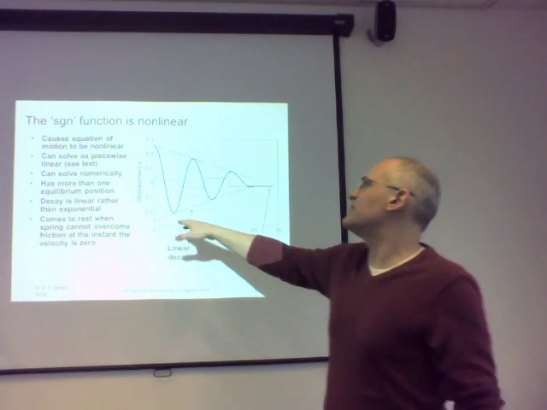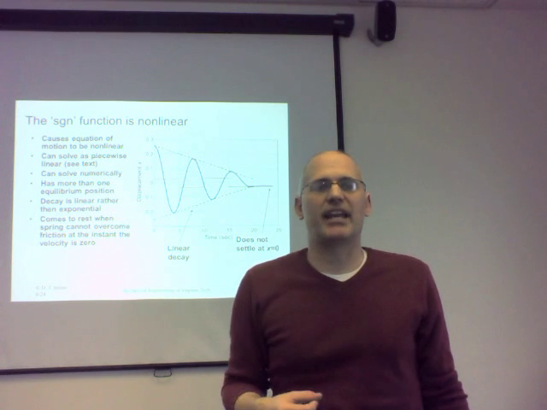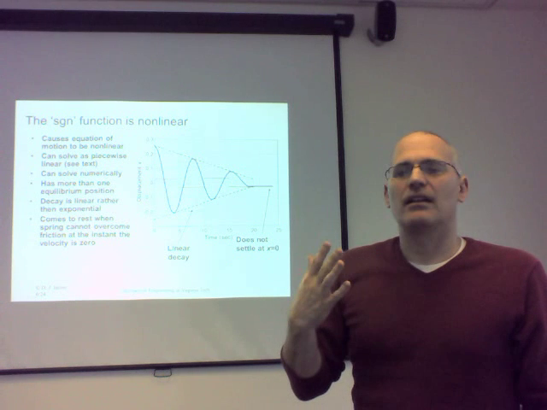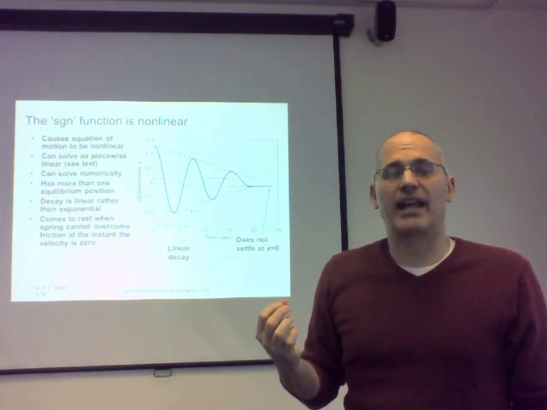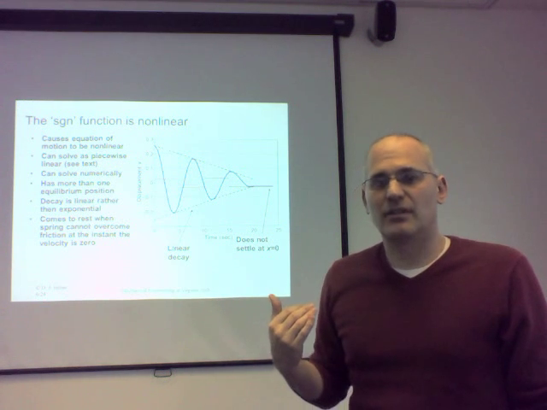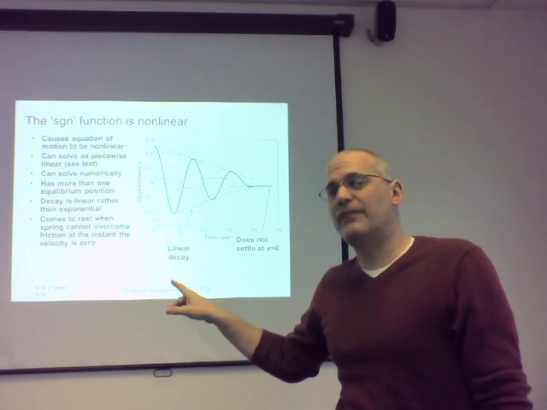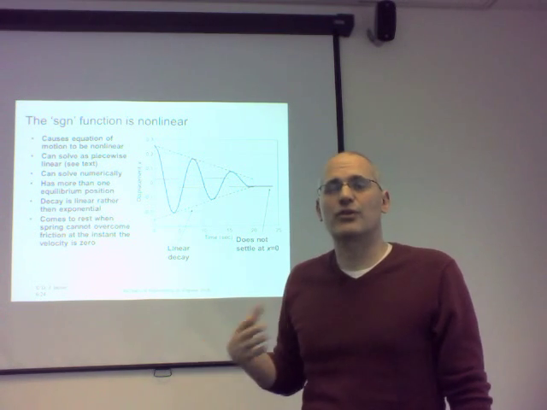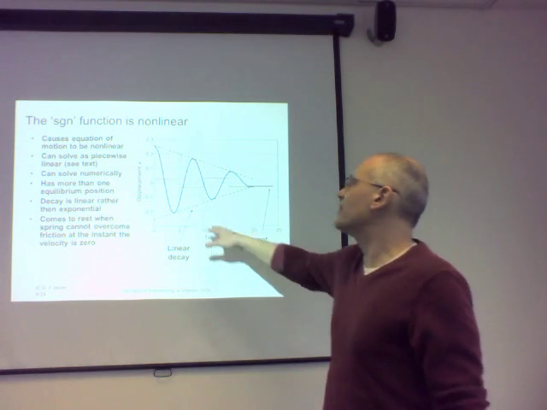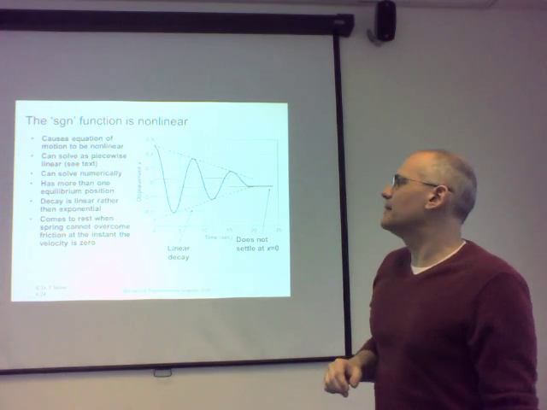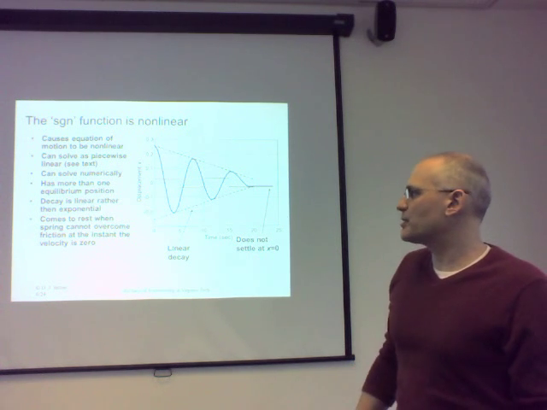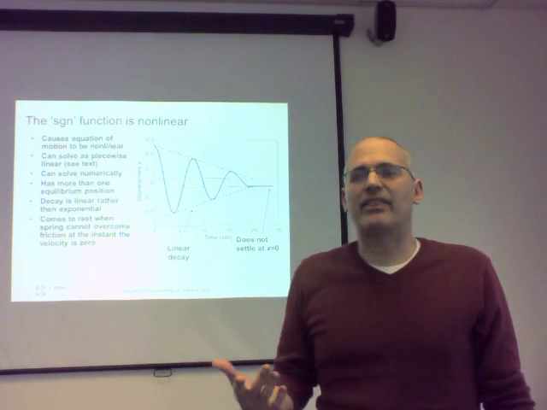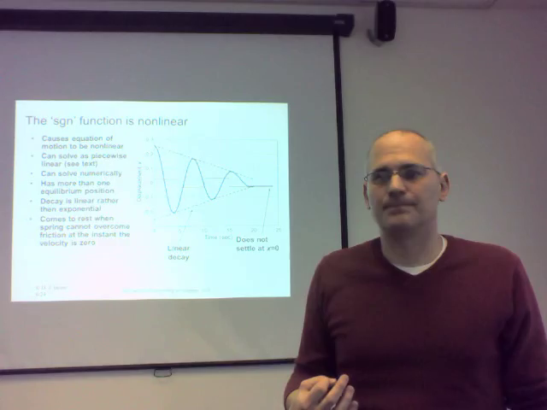We see that the decay is not an exponential decay. We talked about viscous damping, and we found that we have that e to the minus zeta omega n t term, right? We have exponential decay when we have viscous damping. That's different when we have this friction, energy loss through Coulomb friction. What we have is a linear decay. Decay is linear rather than exponential. It comes to rest whenever the spring force cannot overcome friction at an instant when the velocity is zero.